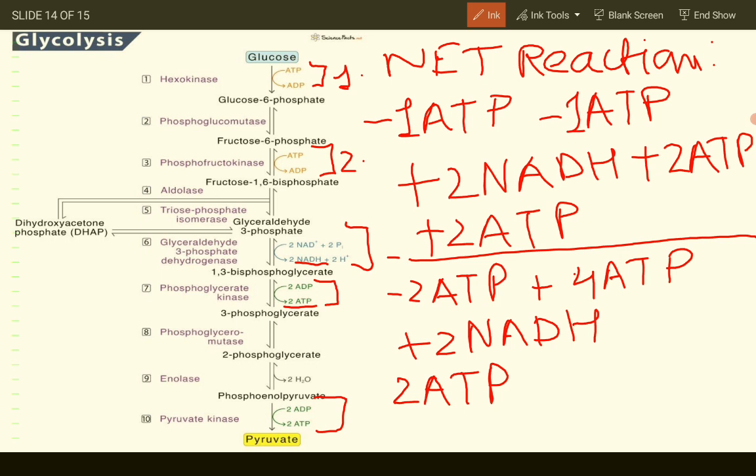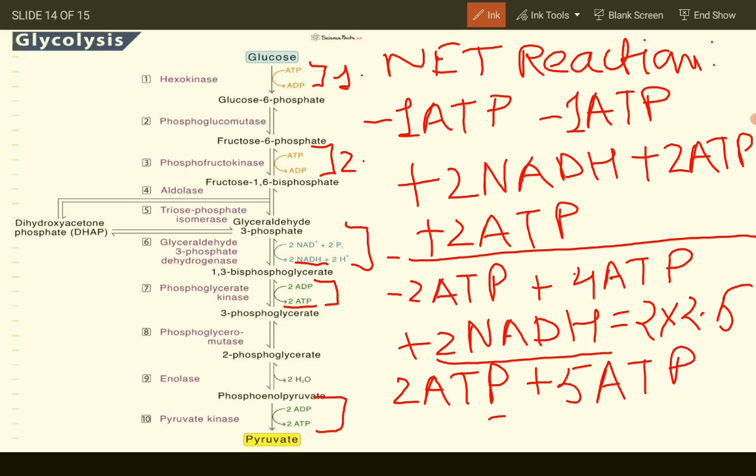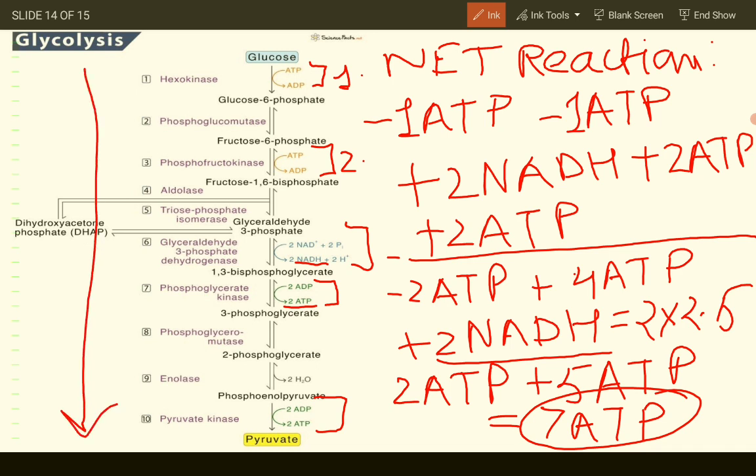So 1 NADH is equal to 2.5 ATP. Now 2 NADH will be equal to 2.5 times 2, which is equal to 5. So 2 ATP plus, instead of NADH we are going to put 5 ATP. So in total 7 ATP is being produced in one cycle of glycolysis, where 1 mole of glucose is being converted into 2 moles of pyruvate and 7 ATP of energy is being produced. So this is the net reaction.